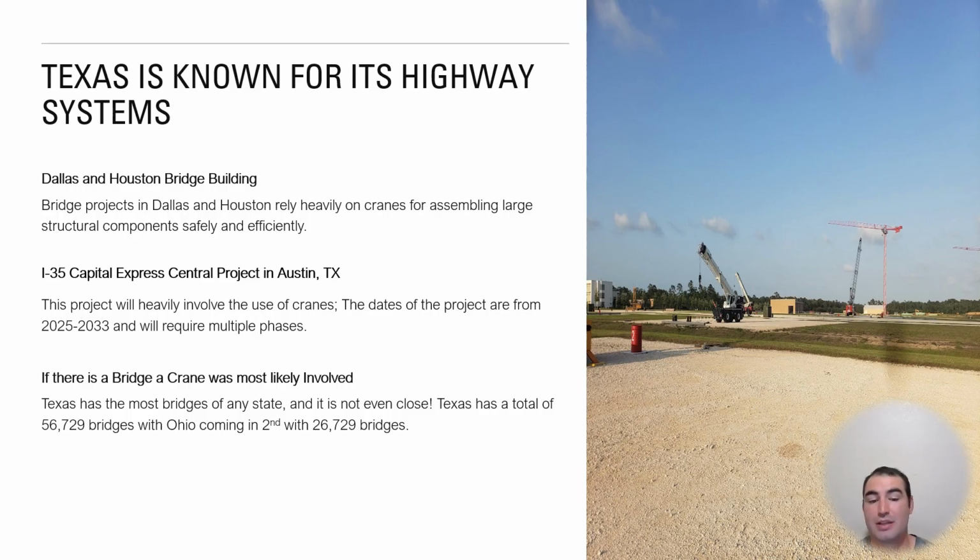If there's a bridge, a crane is likely involved. Texas has the most bridges of any state, and it's not even close. Texas has a total of 56,729 bridges. Ohio comes in second with 26,729 bridges. So a lot of those bridges definitely required cranes to complete those projects.